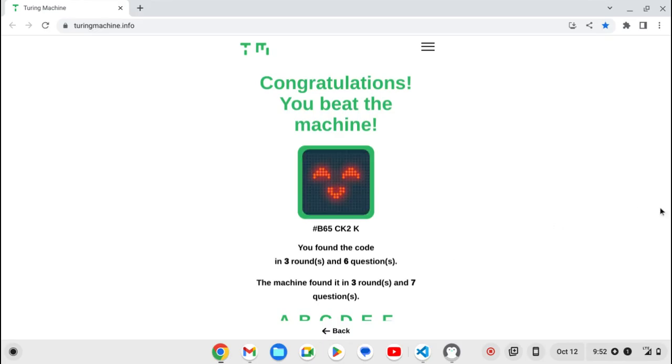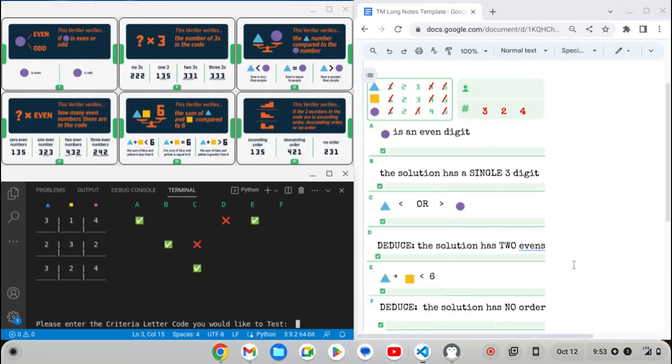Wow, we still beat the Turing machine. Because the Turing machine went to 7 tests, it was forced to go into the third round. I guess I was forced as well. But I did it under 6 questions. So that was a fortunate win. And of course, what really helped out is this deduction from criteria card F.